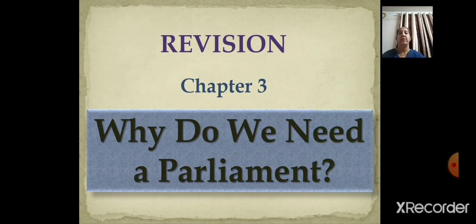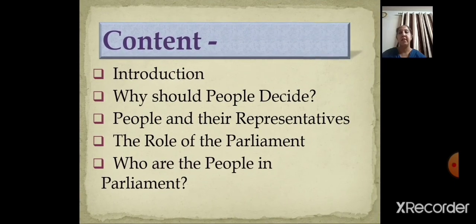We are doing the revision of chapter number 3, Why Do We Need a Parliament? Today we are doing the second part of this. Let's go through the content.